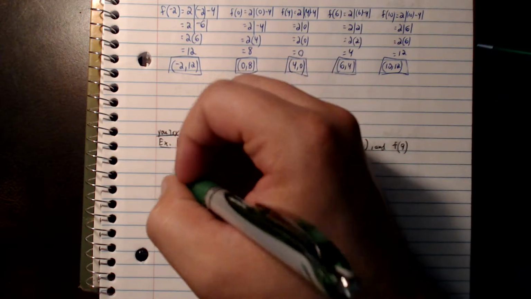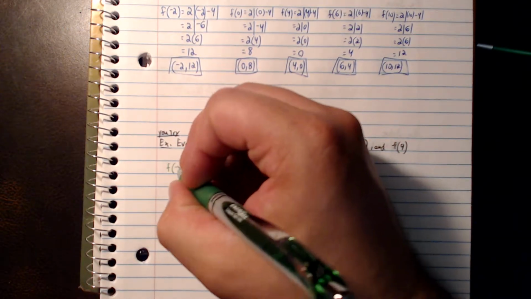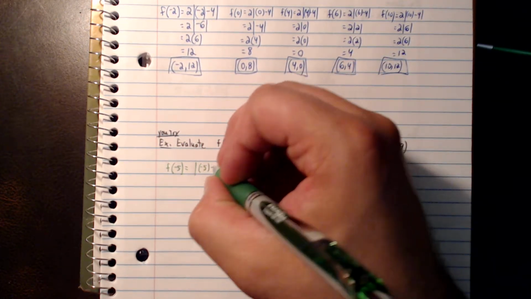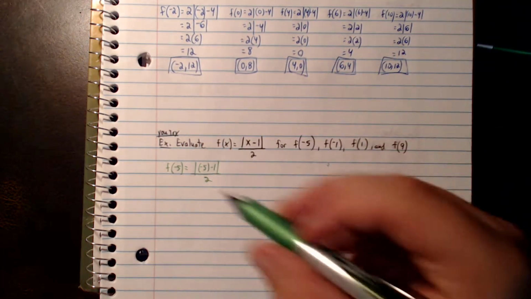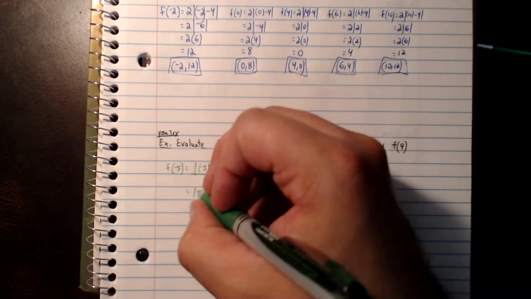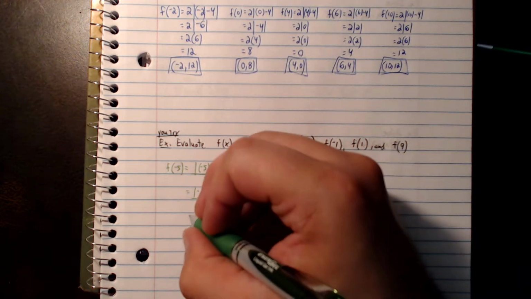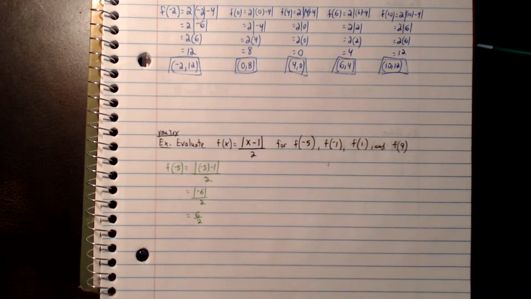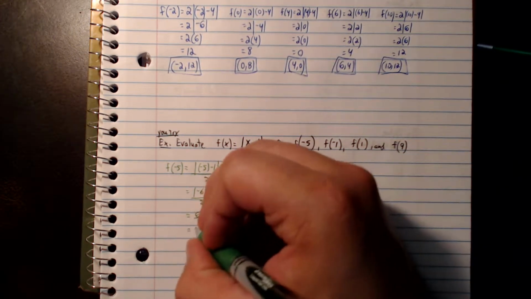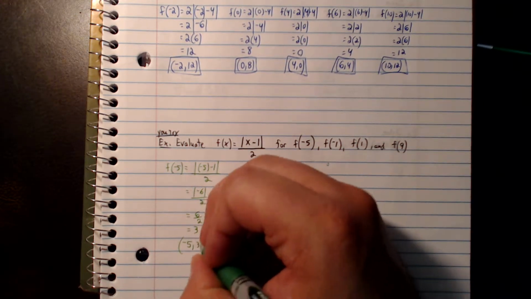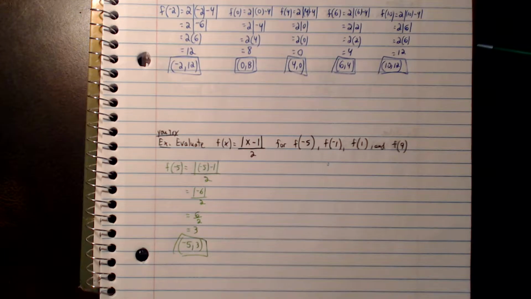We want to try -5 first. So f of -5. -5 minus 1, that's -6. Absolute value of -6 is +6. 6 over 2 is 3. So if we plug in -5, we should get 3 out.